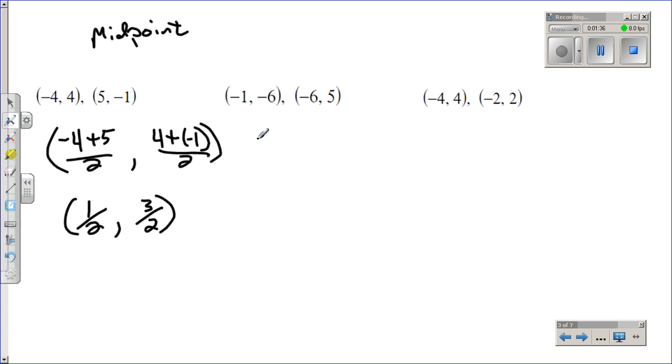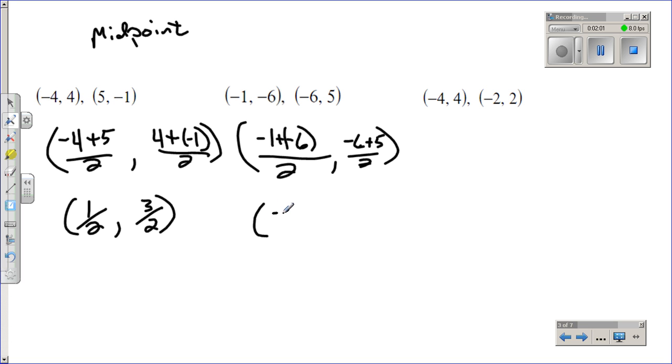Alright, so here we have -1 plus -6. See, there's my x's. Divided by 2. My y's, -6 and 5. So -6 plus 5 divided by 2. -1 plus -6 is -7. So I'd have -7 over 2. And here, -6 plus 5 is -1. -1 over 2, or -1/2. That would be the midpoint.